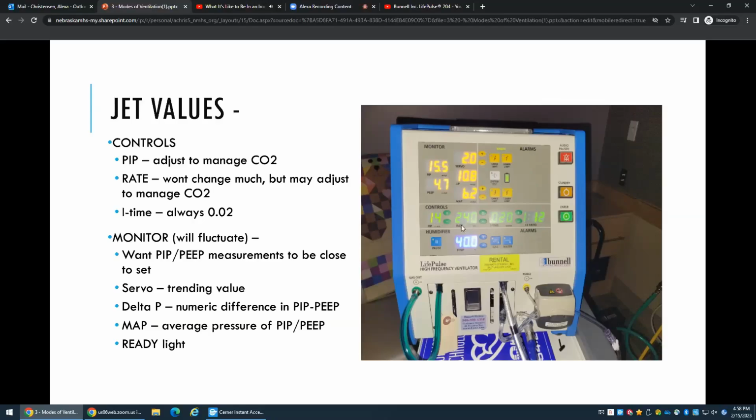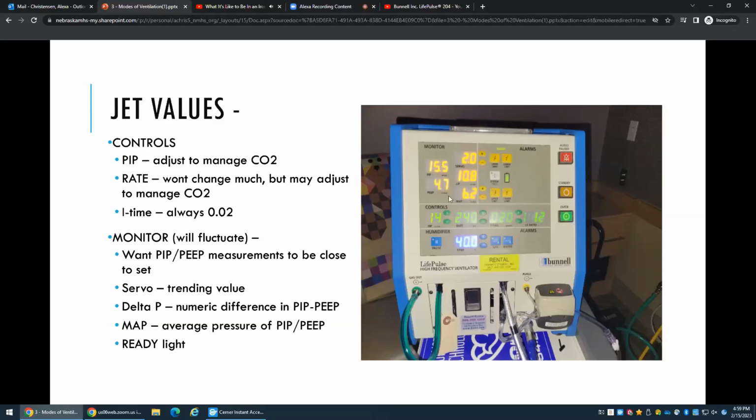Your rate, we won't change it a ton, but we may change it to adjust and manage our CO2. Obviously, that's how fast the baby is breathing. We might decrease it for extremely low CO2, or we might increase it for extremely high CO2. I time always stays at 0.02. So it is an order, but it won't change. And then our I to E ratio, inspiratory to expiratory ratio, this is just something that's calculated based on the rate.